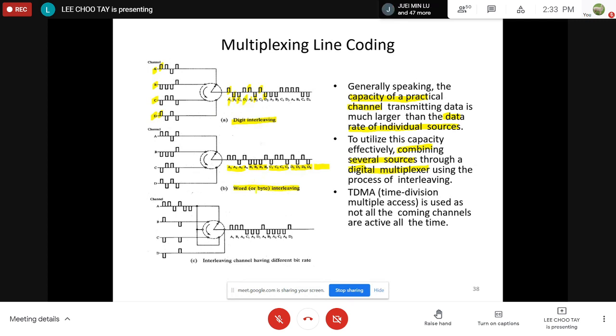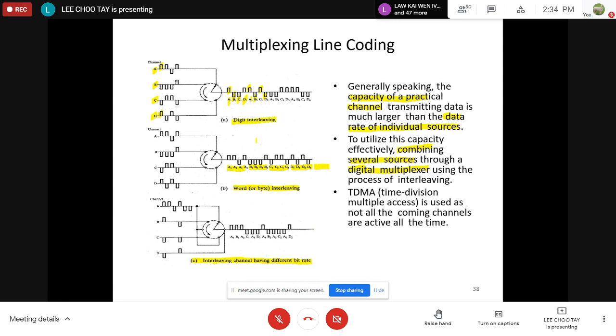That is for word. And then for byte interleaving, instead of transmitting 4 bits from source A, we transmit 8 bits at a time, because byte stands for 8 bits, isn't it? You transmit 8 bits from source A, followed by 8 bits from source B, 8 bits from source C, and then 8 bits from source D, and so on. Yeah, that is for byte interleaving. And then the last example is how to perform interleaving if we have sources with different bit rates.